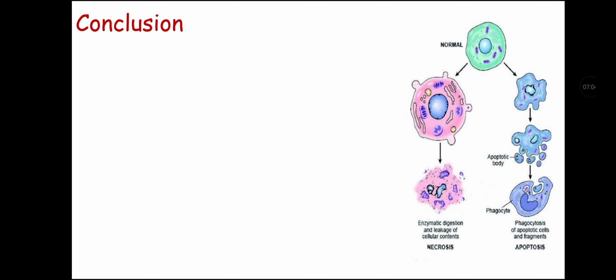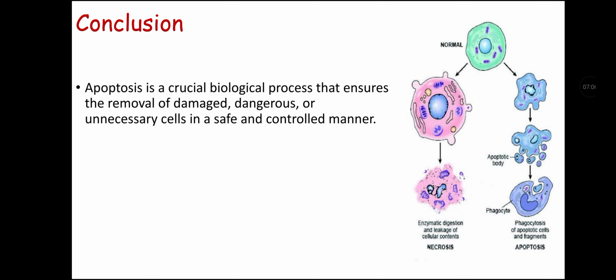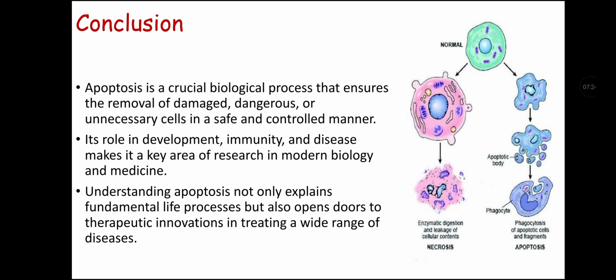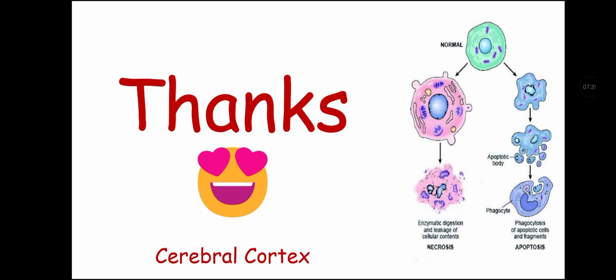Now let's talk about the conclusion of this lecture video. Apoptosis is a crucial biological process that ensures the removal of damaged, dangerous, or unnecessary cells in a safe and controlled manner. Its role in development, immunity, and disease makes it a key area of research in modern biology and medicine. Understanding apoptosis not only explains fundamental life processes but also opens doors to therapeutic innovation in treating a wide range of diseases. And this was all about apoptosis.